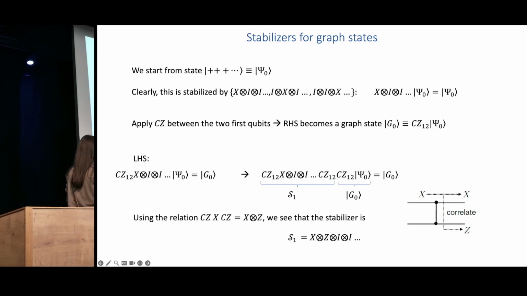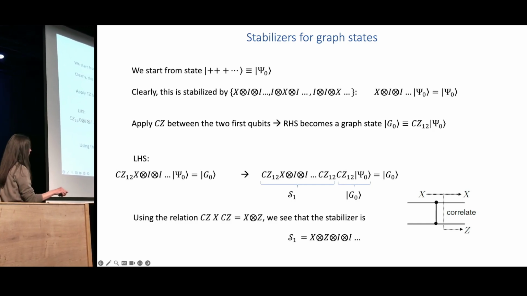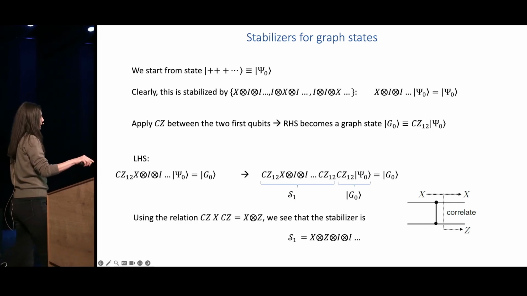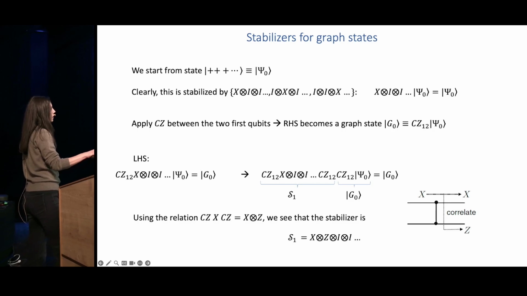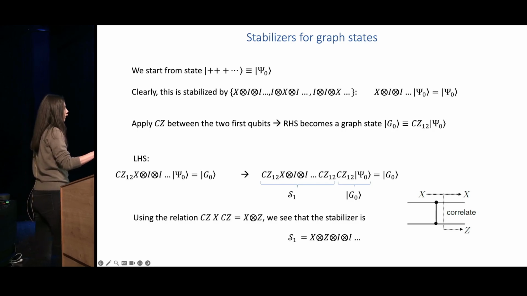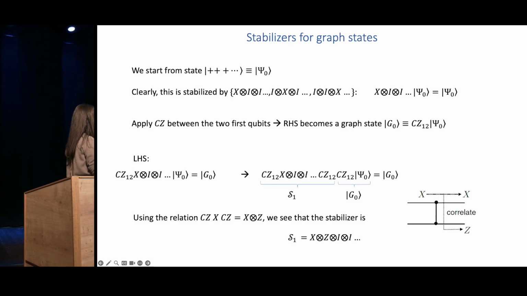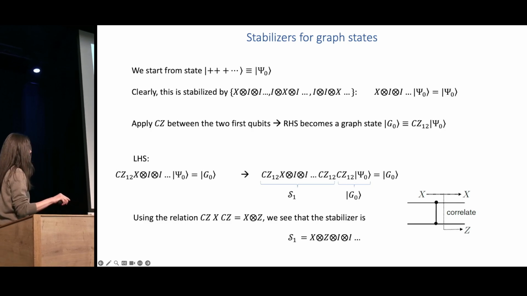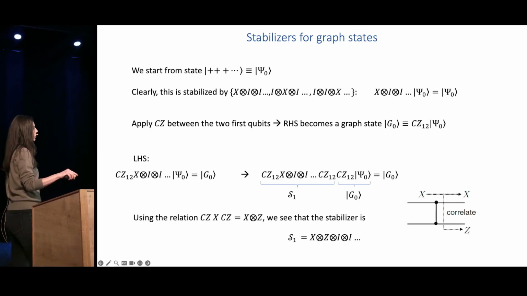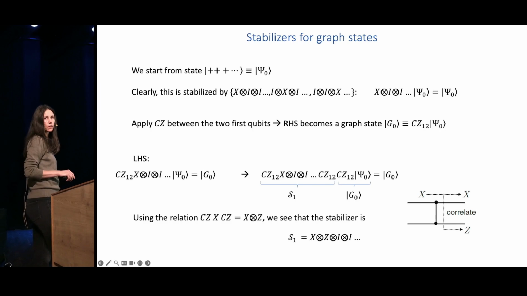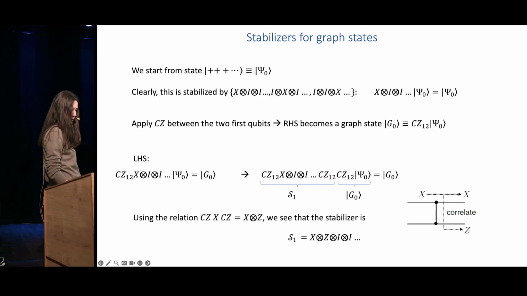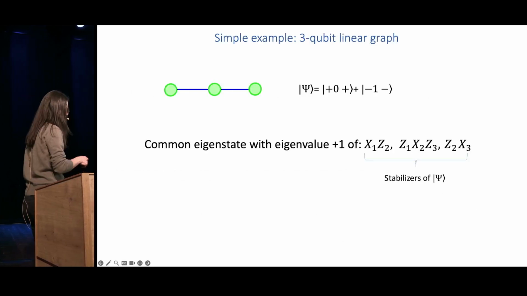Now we use the relationship we showed earlier, where CZ gives me XZ, right? So I pass this through, I get XZ, and then I see that the stabilizer is X tensor Z, identity, and all the rest. Right, so from this constructive definition, I could derive the stabilizers. Let's look at some examples.